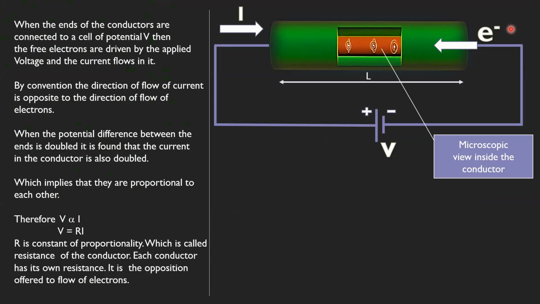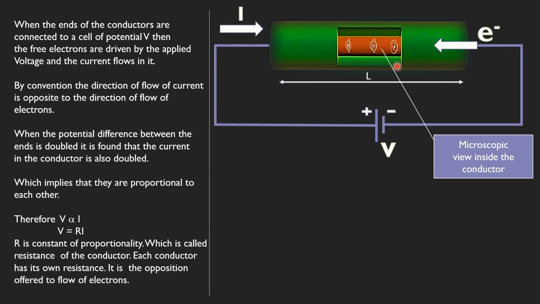Here we are seeing a conductor which has a length L, and a potential V is applied between the ends of the conductor, due to which the current is flowing through the conductor. This is the direction of current flow, and this is the direction of flow of electrons.